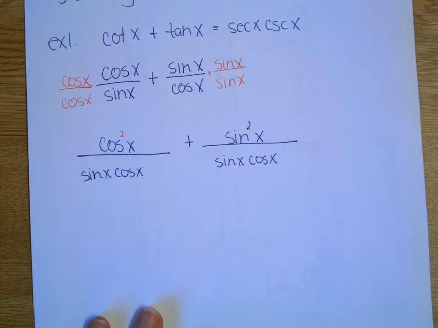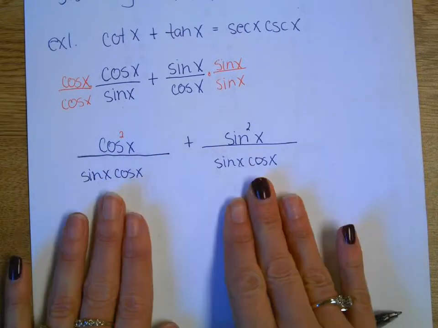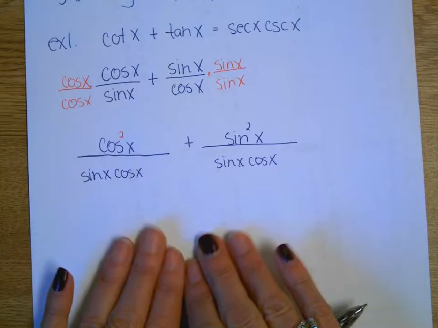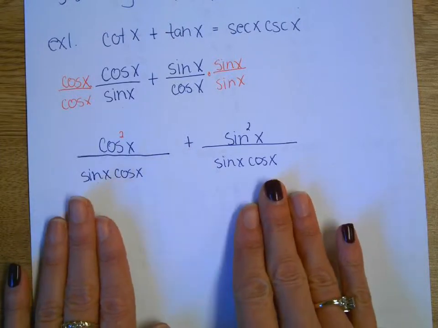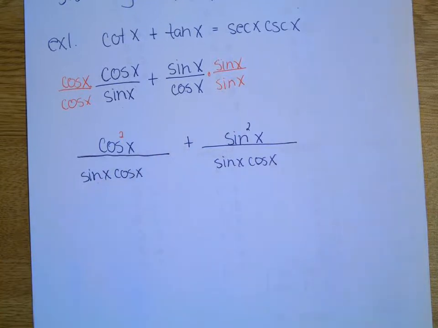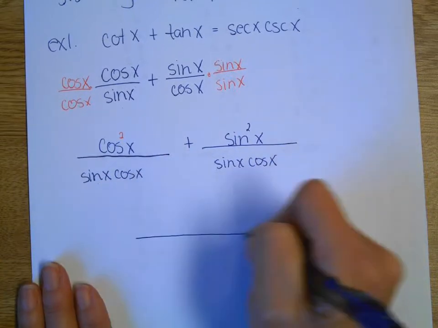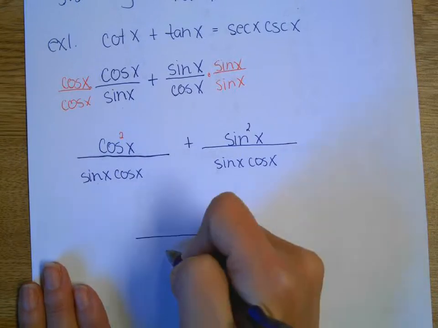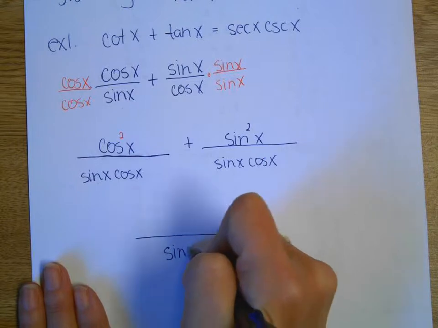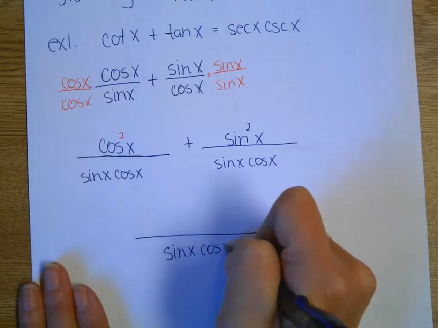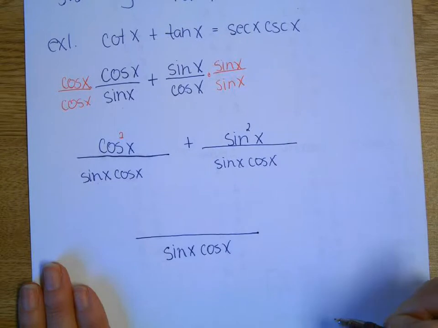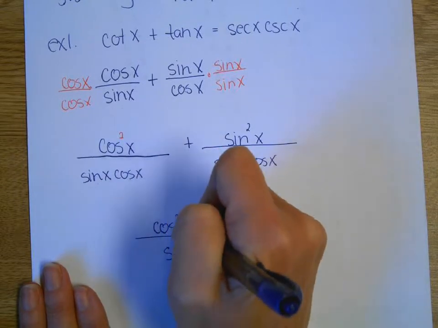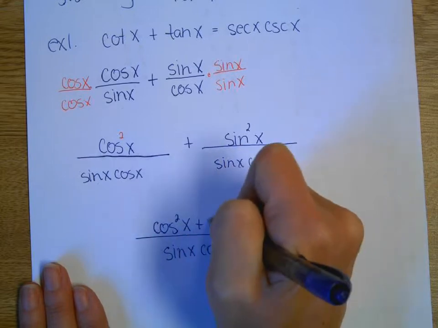It will. Okay, now that you've got the two fractions with the common denominator, what's the next thing to do? Add them together. You make a single fraction. The whole goal is to bring these together as one fraction instead of two separate fractions. What's in my denominator? Sine times cosine. And the numerators you just add, or subtract, whatever you have here. So it becomes cosine squared plus sine squared.